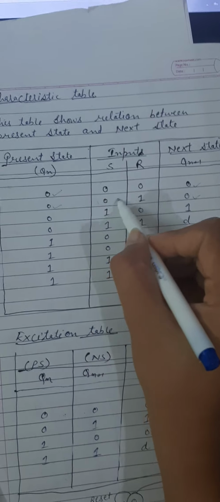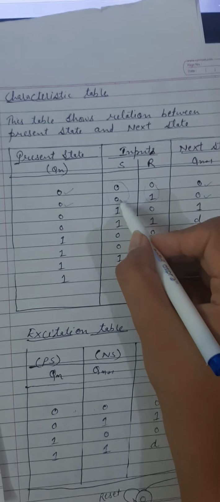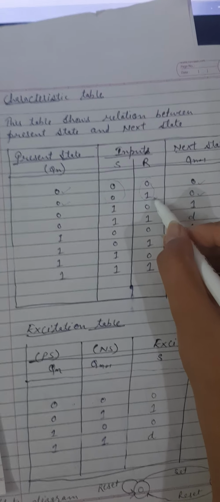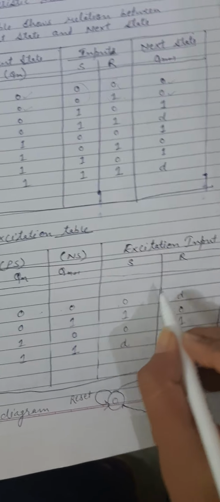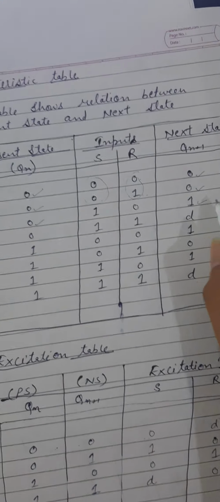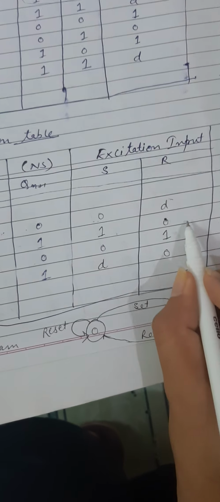Here the value of S is 0, while the value of R is changing from 0 to 1. So the value of S is taken as 0 and the value of R is taken as D. D means don't care, that means it can be either 0 or 1. So we will write here the value of S is 0 and the value of R is D. Okay, now in the next case, when the present state is 0 and the next state is 1, look into the characteristic table. When the present state is 0 and the next state is 1, this is only the one case in the characteristic table, and the inputs are 1 and 0. So write here 1 and 0.